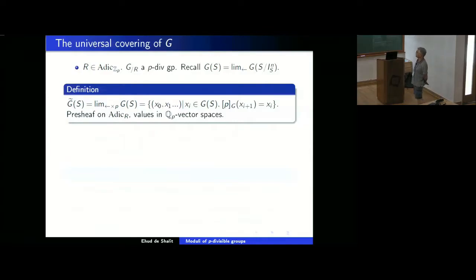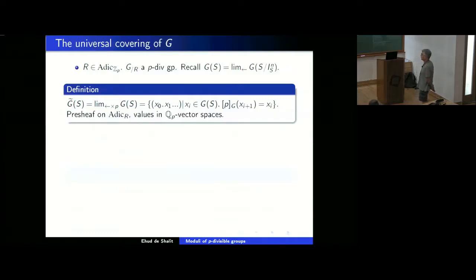And remember that we redefined the notion of the S points of G over any R-algebra S to be the inverse limit of G of S over I S to the n, so that it coincides with the S points of the formal group in case that G is formal connected. And here's the definition, simply as a presheaf, simply as a functor on rings. So for any adic ring S over R, we let G tilde of S be the inverse limit with respect to multiplication by p of G of S.